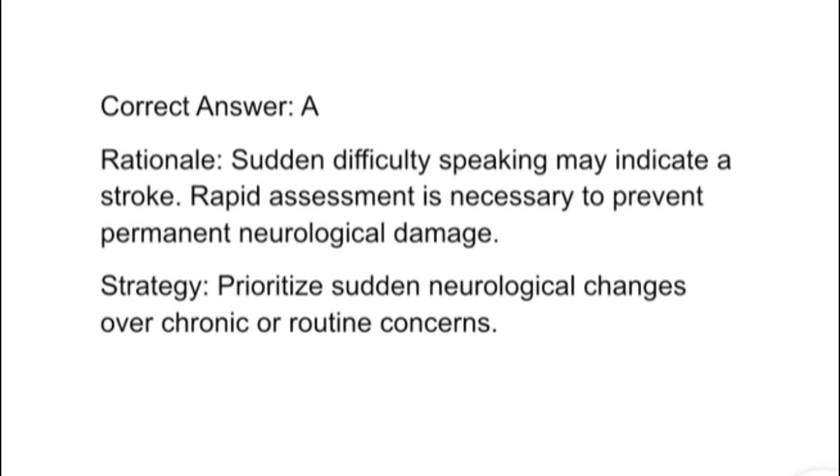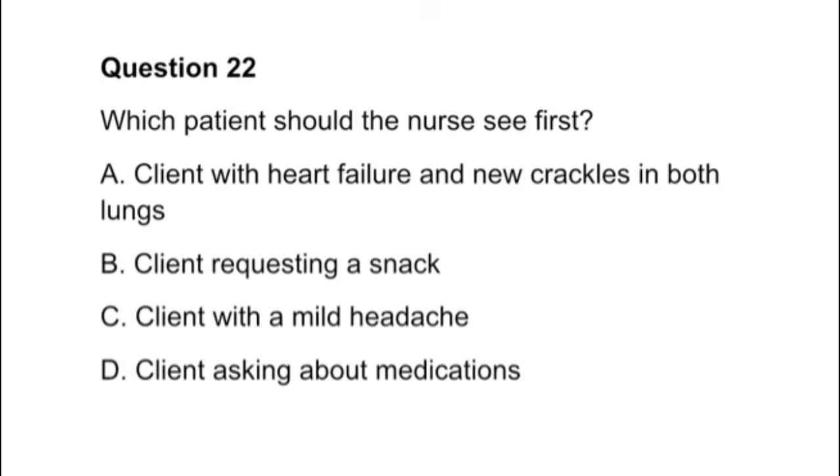Correct answer. A. Rationale. Sudden difficulty speaking may indicate a stroke. Rapid assessment is necessary to prevent permanent neurological damage. Strategy. Prioritize sudden neurological changes over chronic or routine concerns. Question 22. Which patient should the nurse see first? A. Client with heart failure and new crackles in both lungs. B. Client requesting a snack. C. Client with a mild headache. D. Client asking about medications.